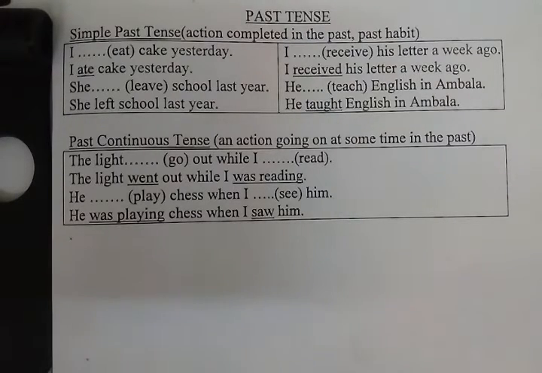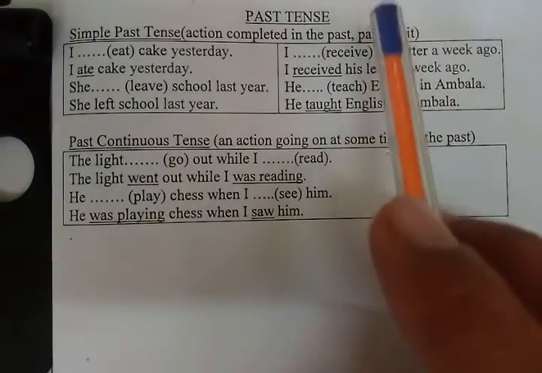So, in our earlier class, we have learned how to fill in the blanks of verbs in present tenses. Now we will learn about past tense. So, the first type of past tense is simple past tense. It is about an action completed in the past or about a past habit.